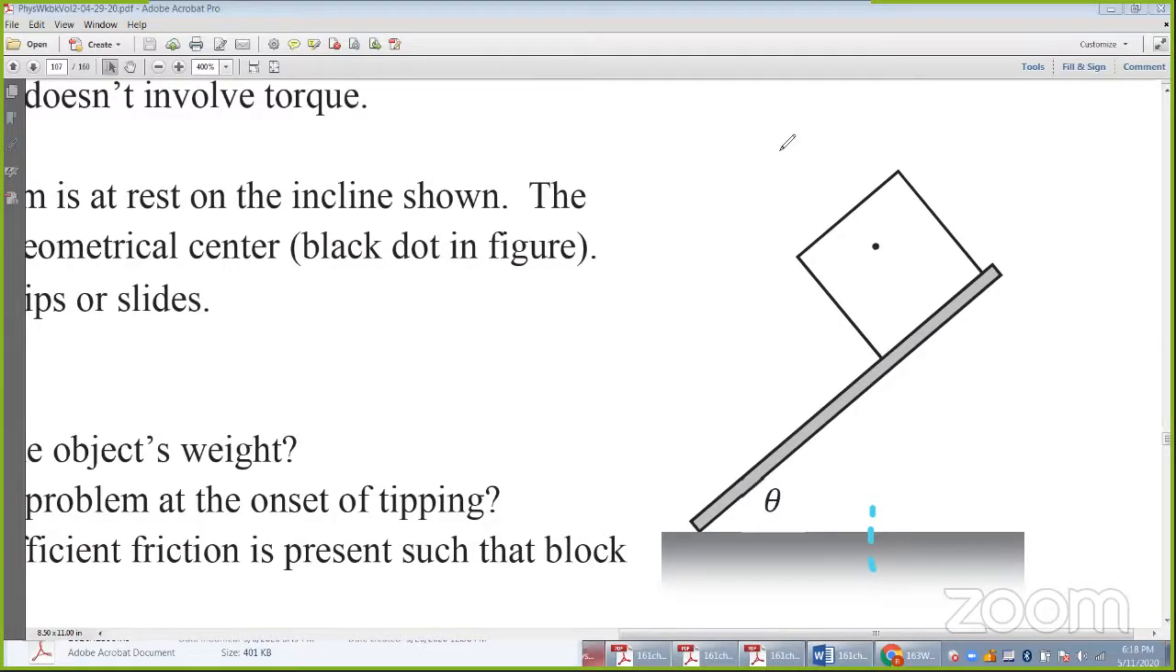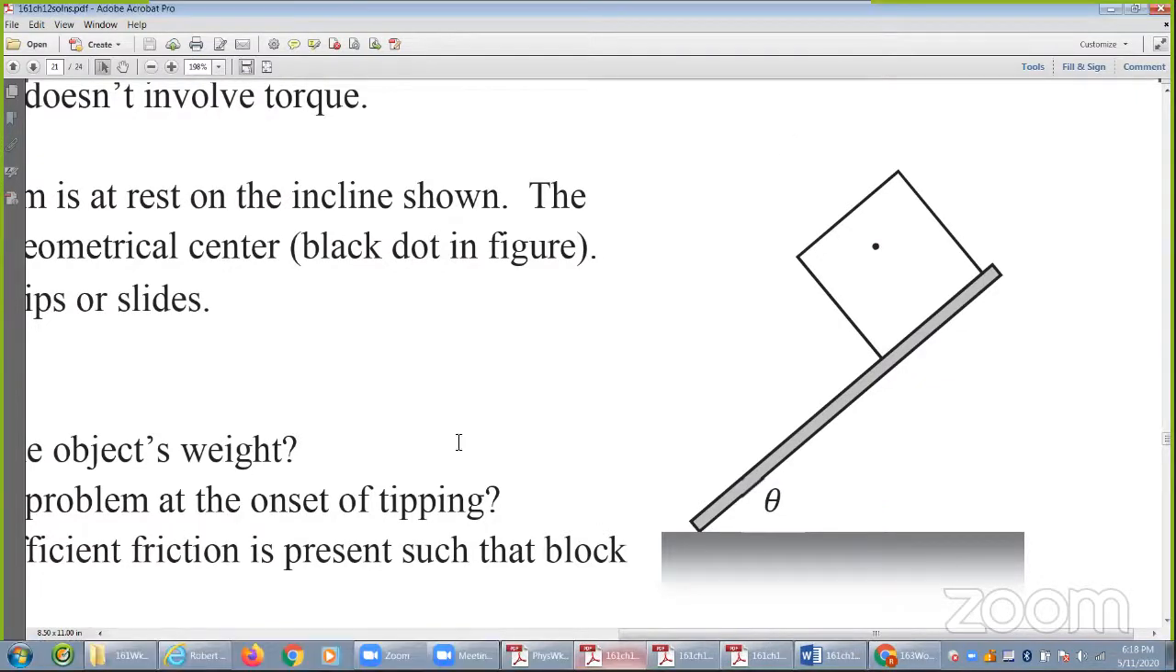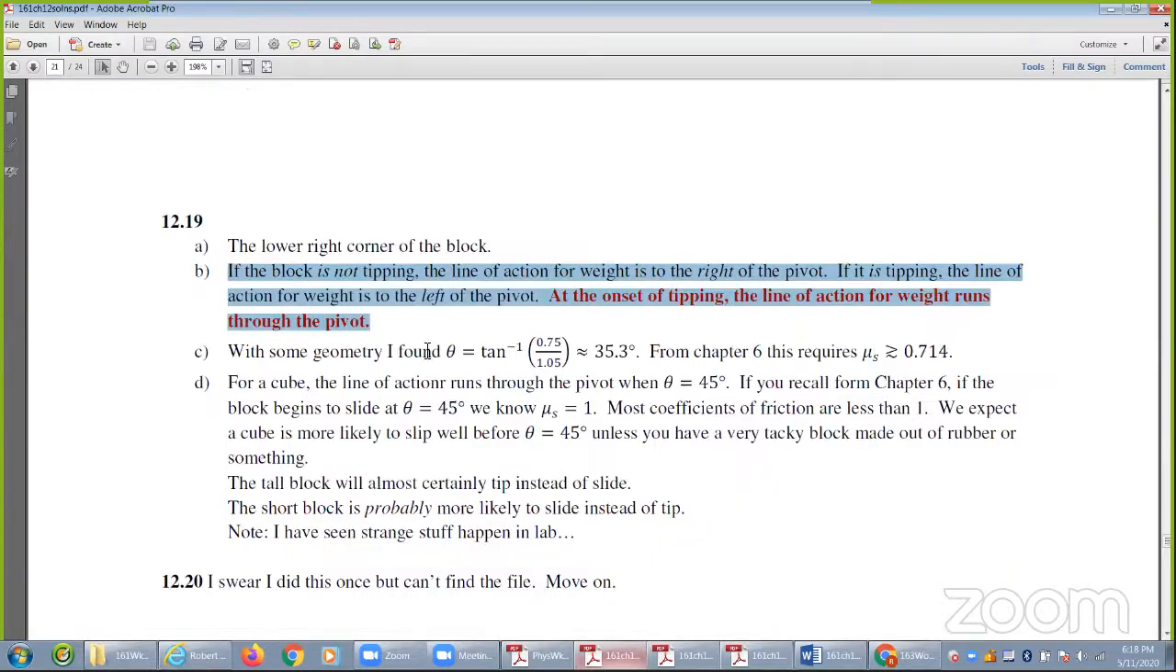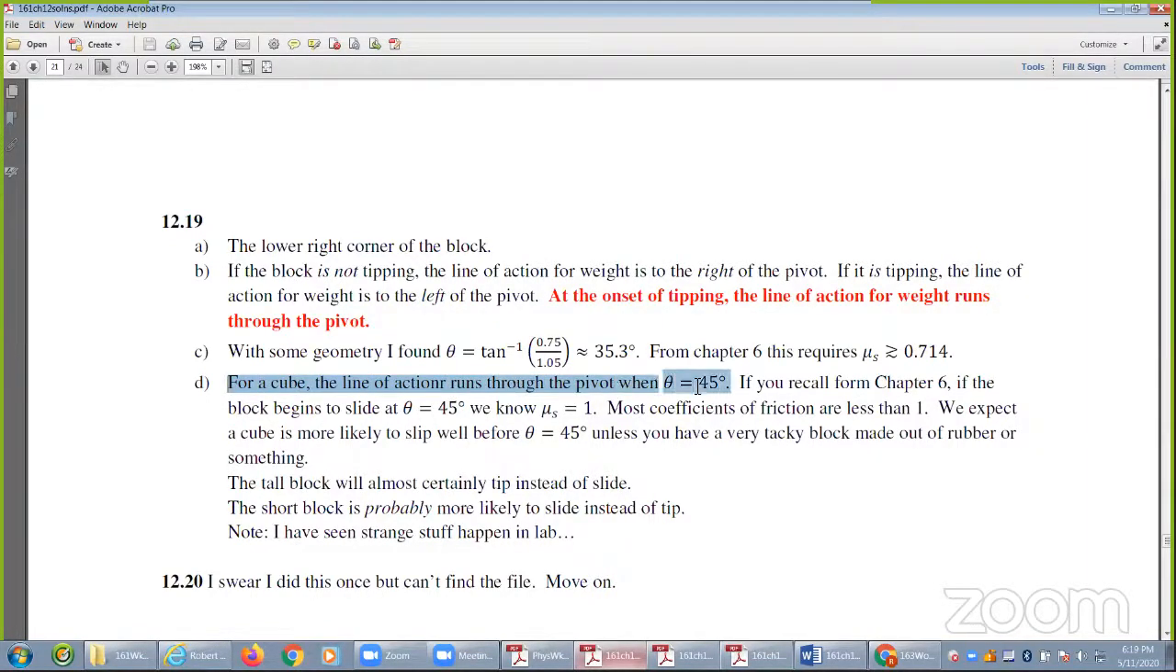Okay. And that really is all I want you to learn from this problem. But let's see if there's something else worth noting in the solution. Oh, I found some boring stuff. Okay, cool. Okay, there's a typo there. But for a uniform cube, the line of action runs through the pivot there. So, okay, cool. So this is why tall objects tend to tip and short objects slide.